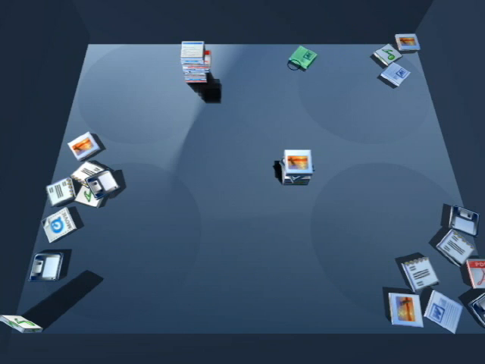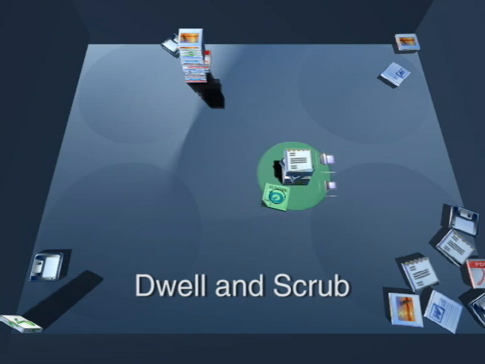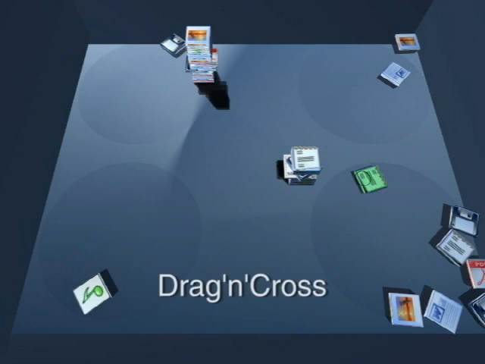Other ways to add documents to a pile include dragging items to a pile. To quickly and casually add items to a pile, we can toss them in its general direction. For more precise placement, we can dwell and scrub, or use drag and cross.